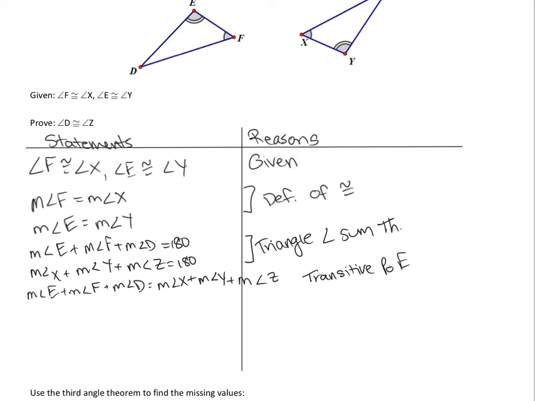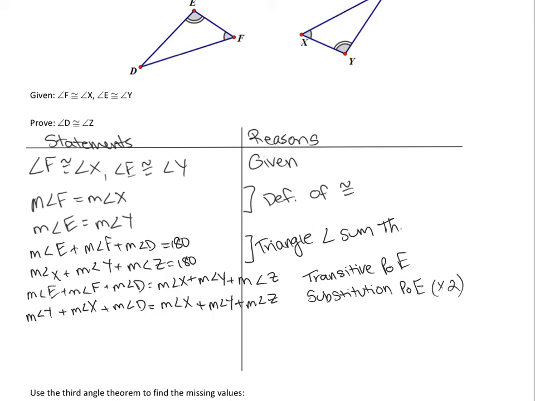Now, I can make some substitutions at this point. I know that F is the same as X and E is the same as Y, so in this first piece here, rather than writing E, I could write measure of angle Y, and rather than writing F, I could write measure of angle X. And then I still have my measure of angle D, just like before, equals measure of angle X plus measure of angle Y plus measure of angle Z, and that's two substitutions. So substitution, P-O-E, but it's twice, times 2.